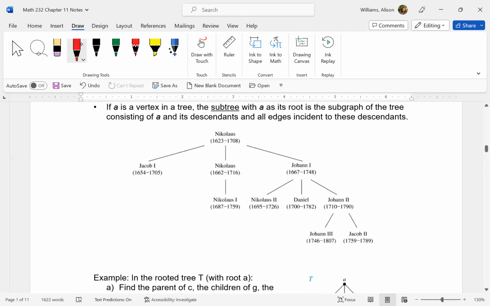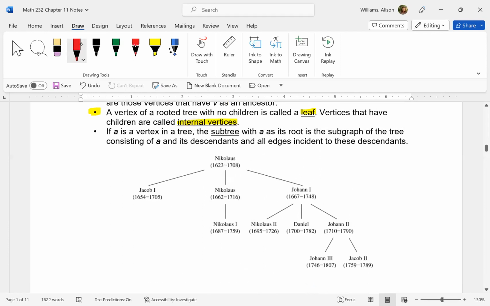Oh, here's a nifty example. If a vertex in a tree, the subtree with A as its root is the subgraph. So it's possible to have a subtree and subgraphs. And as they actually literally did a family tree to demonstrate this. Parents, descendants, ancestors. It's kind of nice. Siblings. It all kind of connects to exactly even just a family tree.